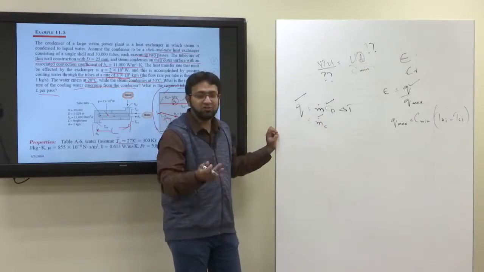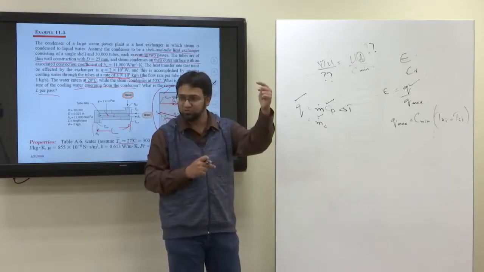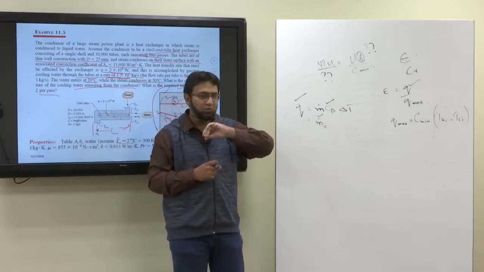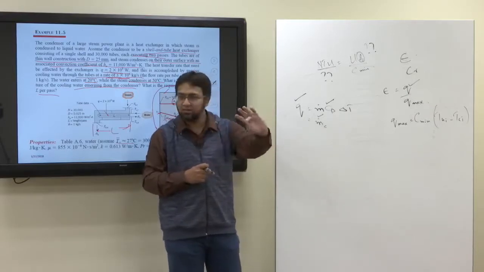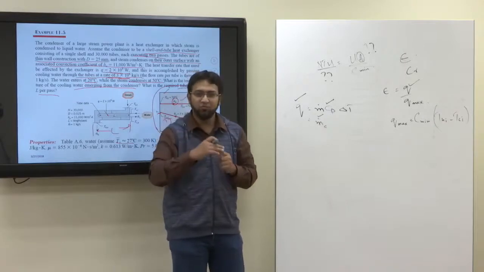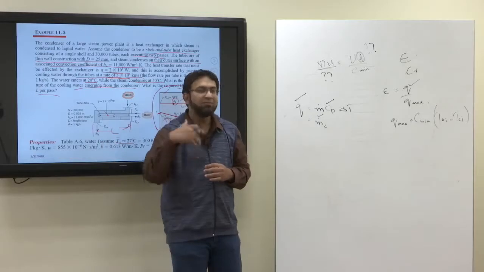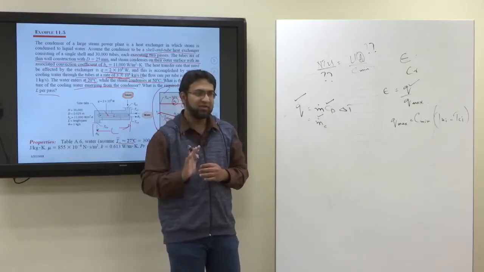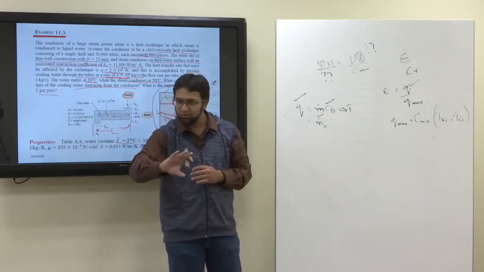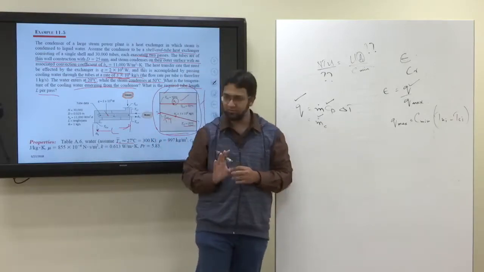And once you get TC out, you will realize that TC out is quite different from what you assumed. So you will not be solving it again, but you will just write a statement that since TC out is far off from my assumption, the problem needs iteration, needs to be resolved again, although you will not be solving it again. You have shown the procedure, it's good enough for me.